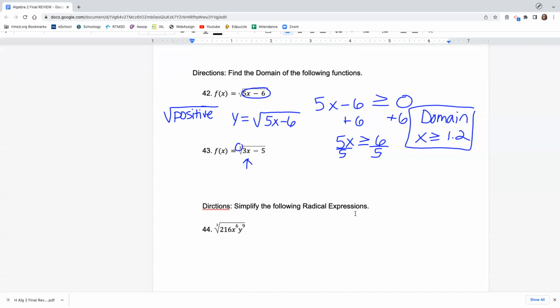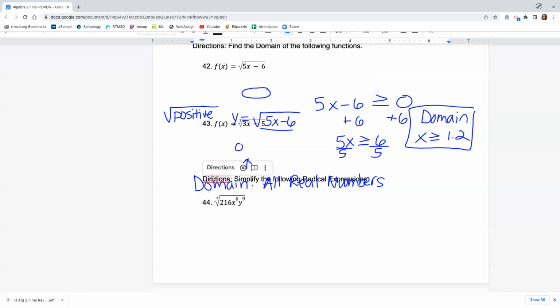Every time you have an odd root, it always has the domain of all real numbers. So there's really no math required here for this type of problem, because the cube root has a domain of all real numbers. Every root that is even, like root 2, which is square root, root 4, root 6, the stuff on the inside has to be greater than or equal to 0 because it can't be negative. But anytime it's an odd number, the domain is everything. Use your graphing calculator to just verify to make sure.